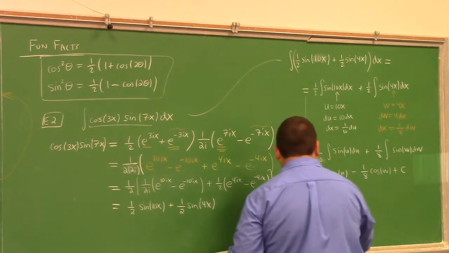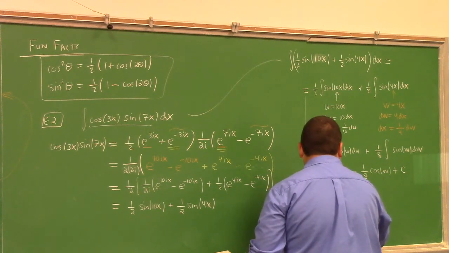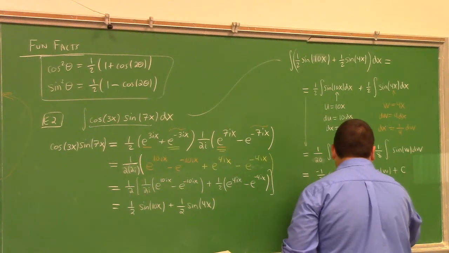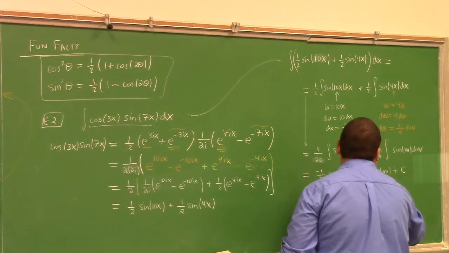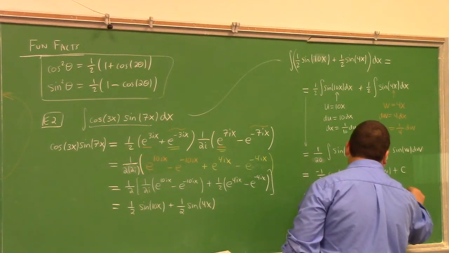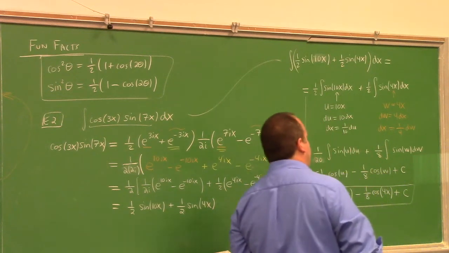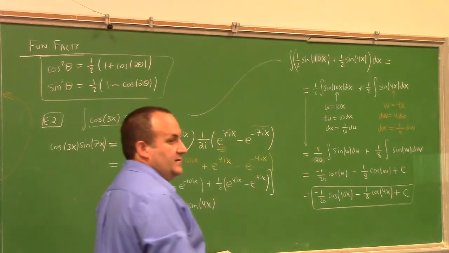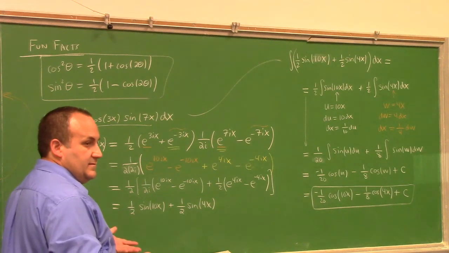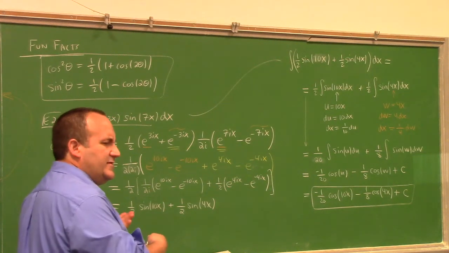Now we have to undo our substitutions. Minus 1/20th cosine of 10x minus 1/8 cosine of 4x plus a constant, and there you go. Now the hard part here, of course, is knowing about this trig identity, right? Now, let's generalize this.